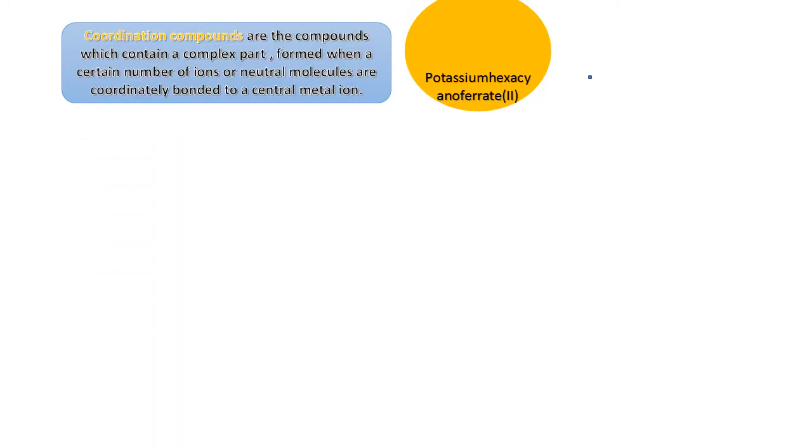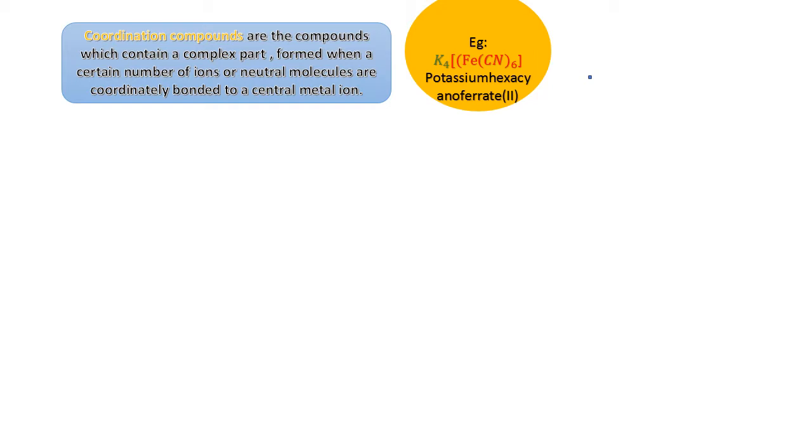Coordination compounds are the compounds which contain a complex part formed when a certain number of ions or neutral molecules are coordinately bonded to a central metal ion. Or, coordination compounds are the compounds in which the central metal atom is surrounded by ligands through coordination bonds.